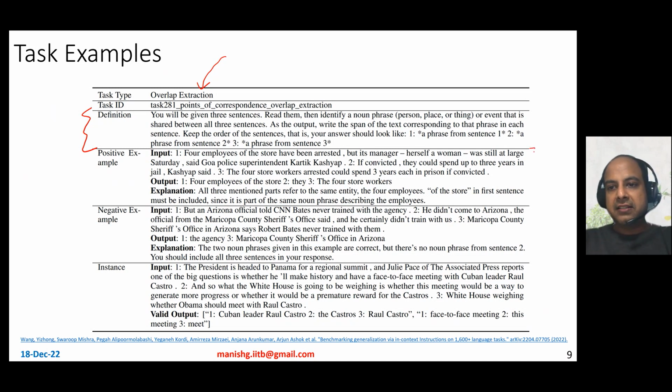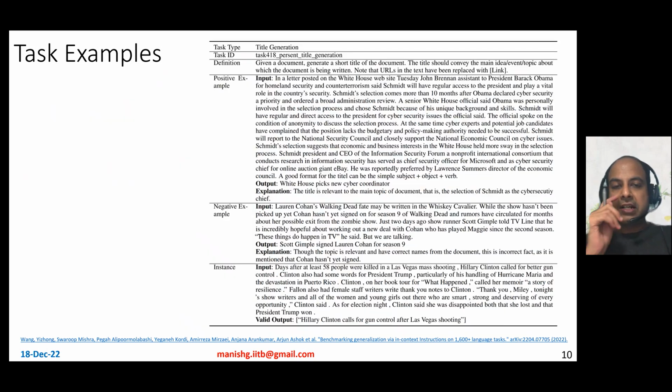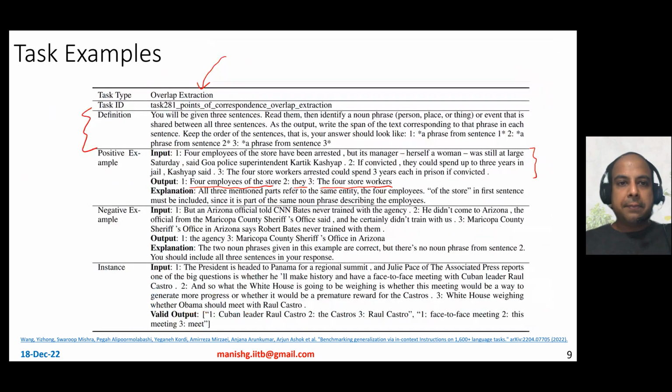So for example, here are some 3 statements, right? 4 employees of the store have been arrested, but its manager, herself a woman, was still at large Saturday, said Goa Police Superintendent Karthik Kashyap. Your second sentence, if convicted, they could spend up to 3 years in jail, Kashyap said, right? And the third one is the 4 store workers arrested could spend 3 years in prison if convicted, right? So here, something that appears in all the 3 sentences has to be indicated, and that's the 4 employees of the store, right? In the second sentence, they're referred to using they, and in the third sentence, the 4 store workers. So that's the output that they expected. It's an interesting co-reference kind of task, called overlap extraction.